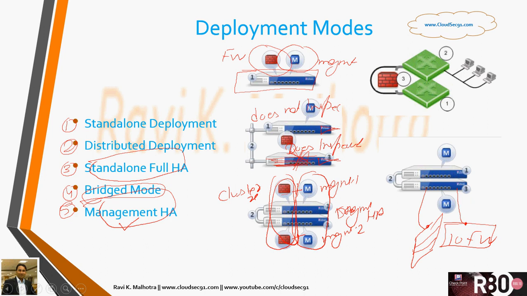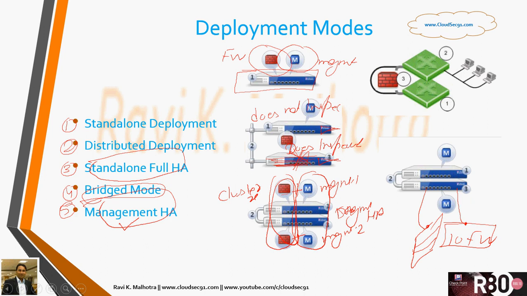So you can actually have two different management appliances, and then these two management appliances can become HA to each other. One is the primary management box, and then there is another management box. So these are the different deployment modes that I have.